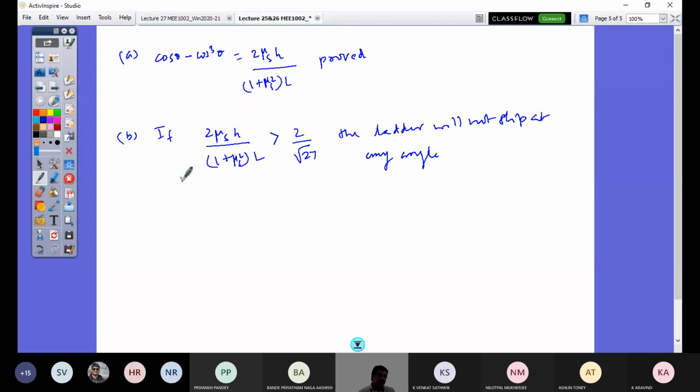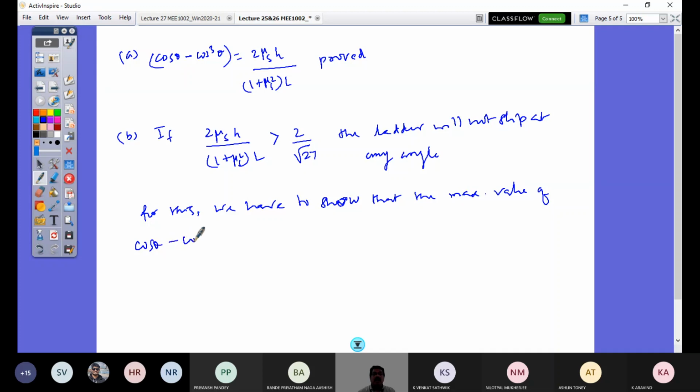So how can you get that? For the ladder not to slip at any angle, we have to show that the maximum value of this function cos theta minus cos cube theta is equal to 2 by root 27, right? So this is what you have to prove.